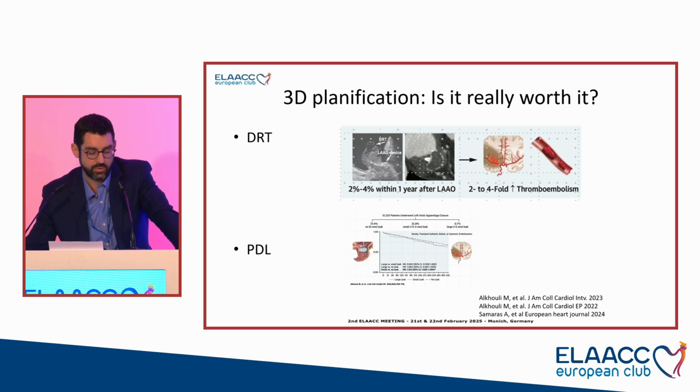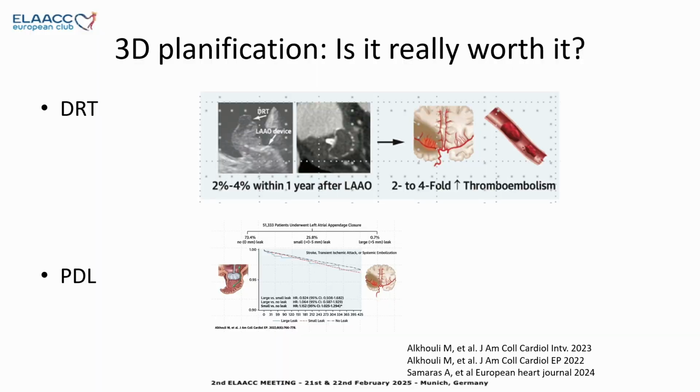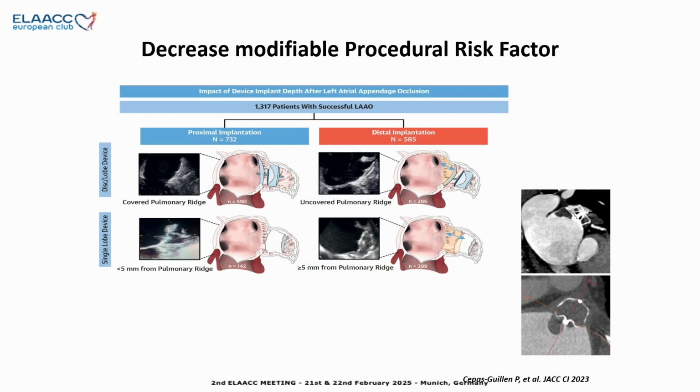But we still have to face the risk of DRT, which is reported in about 2 to 4%, and which is for sure associated with the risk of complication in terms of stroke. And we have to deal with peri-device leaks, which are reported in at least 25% by TEE and much more by CT. And we also know that this PDL can be associated with complications. So we know, at least for DRT, that this is a multifactorial process, and I'm sure we're going to see that later in the morning session.